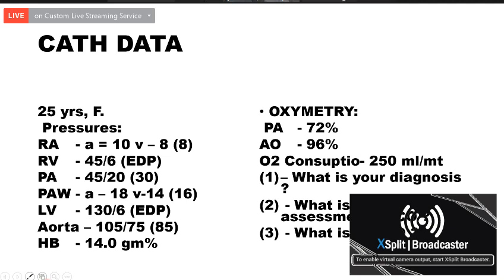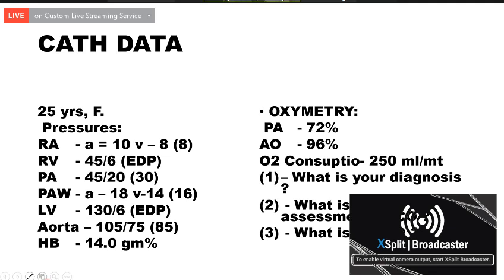RA pressures: A is 10, B is 8, slightly elevated. A is slightly elevated. Yes, sir. And RV pressures are 45 by 6. That is, RV systolic pressures are elevated. And pulmonary artery 45.